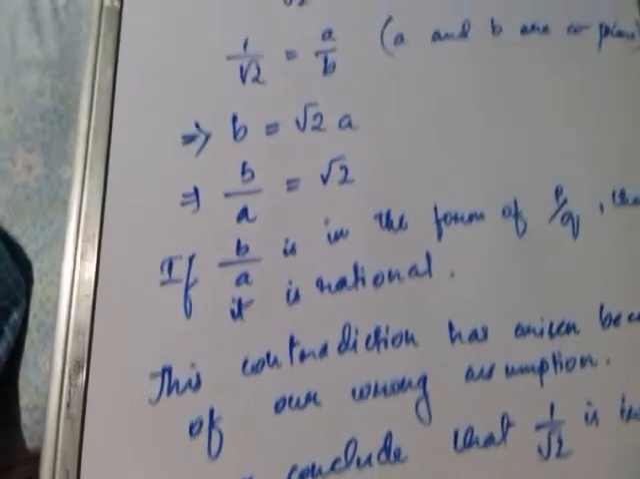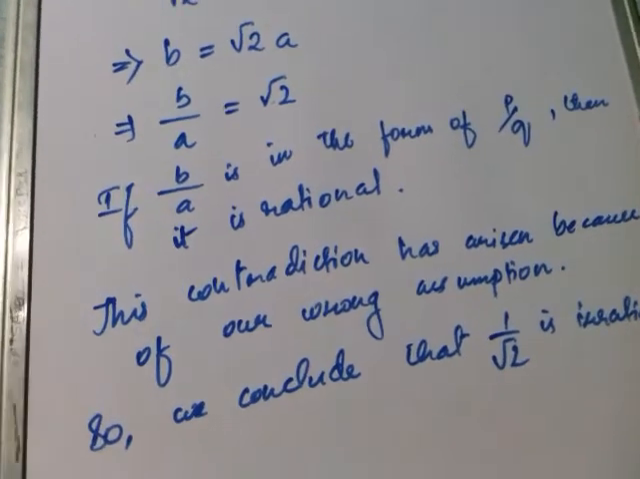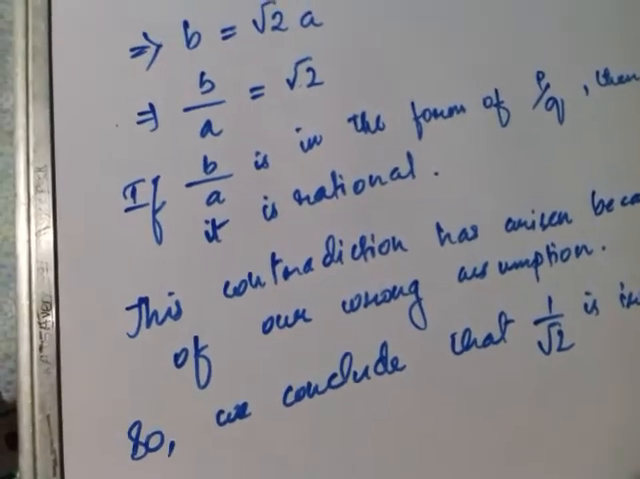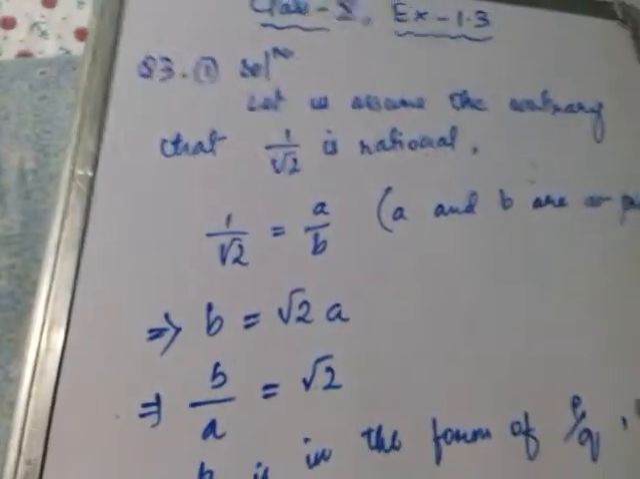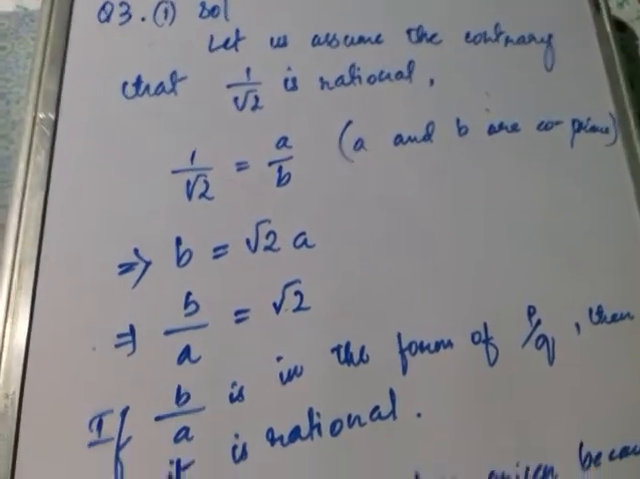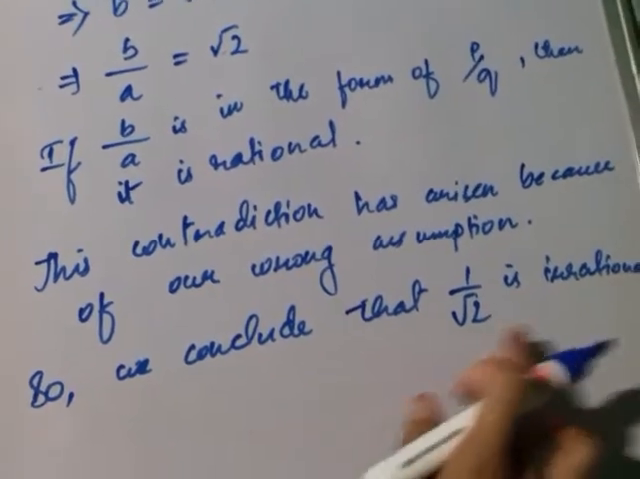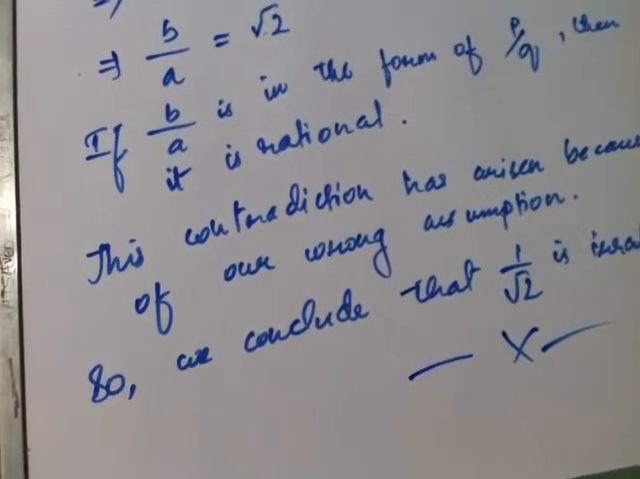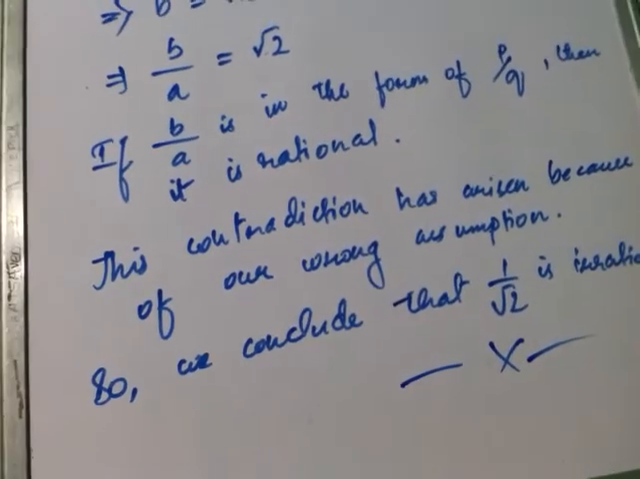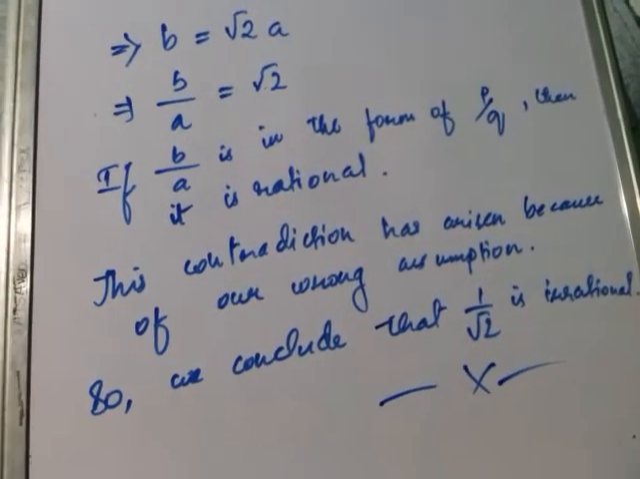Okay, so in the last part you will write again that this contradiction has arisen because of our wrong assumption. Okay, so you will write that because of our wrong assumption this is irrational. Because we have said that 1 by root 2 is rational, but it is wrong, so you will write that wrong assumption and we conclude that 1 by root 2 is irrational. So this will be the answer. Okay, so question number 3, Roman number 1 I have done. You will do Roman number 2 and 3 as your assignment.